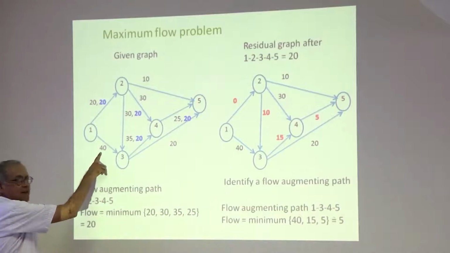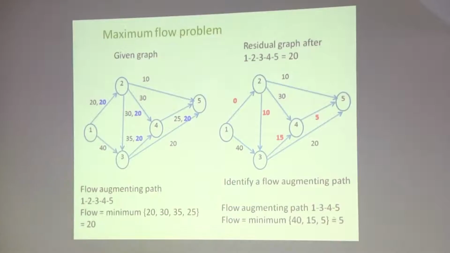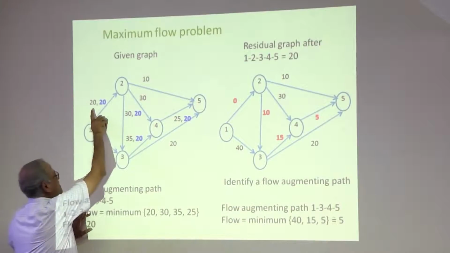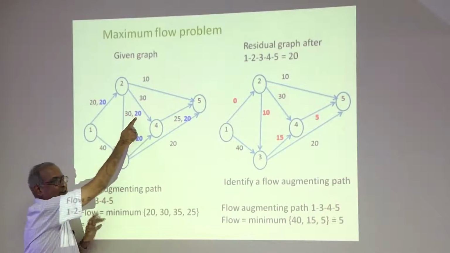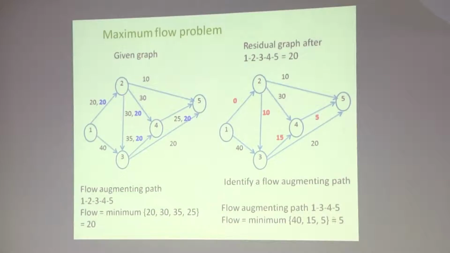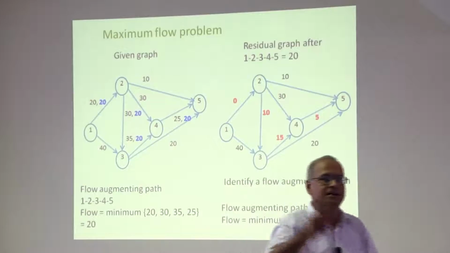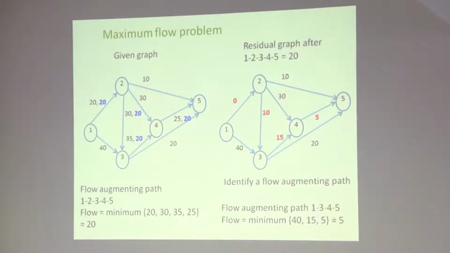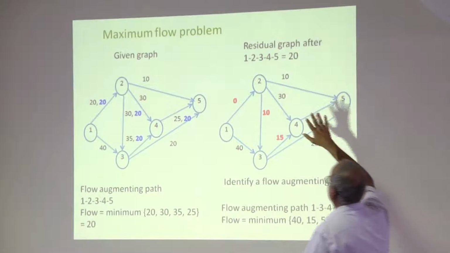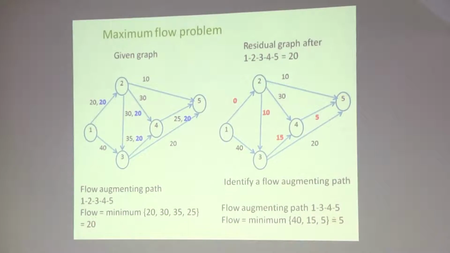This one, I had not sent any flow, therefore 40 remains. Here, I have a capacity of 30, I have sent 20, so 10 remains. Similarly, 15 and 5. The red color is after updating, and particularly when there is already a flow in it, the balance is shown in the red color. So now I look at this residual graph and try to see if I can get another path from source to sink and try to send it.